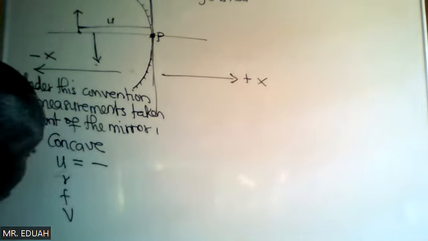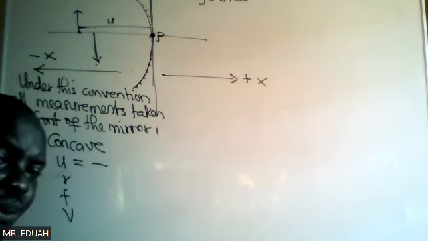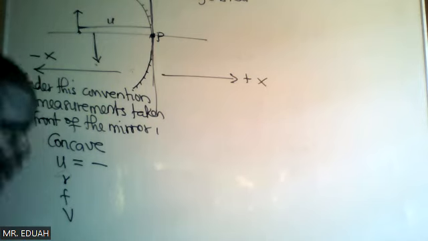Radius of curvature, will it be positive or negative?